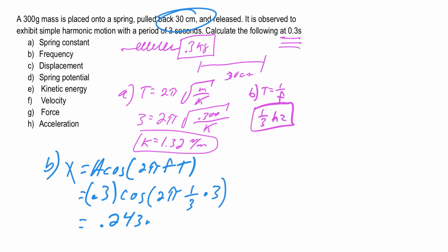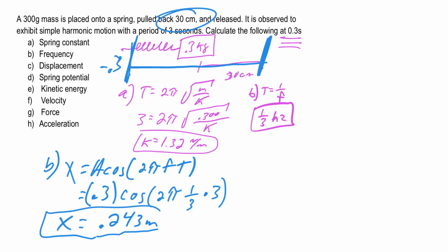0.243 meters. By the way, a quick and easy way to know that maybe you did something wrong is, remember, our total amplitude was 0.3 meters. And when we go back and forth, it should be oscillating between 0.3 and negative 0.3. So if for some reason you're getting something larger than 0.3, then you did something wrong. So just a quick check to see if you did it right. Honestly, the most common mistake is being in degrees mode, so check that.